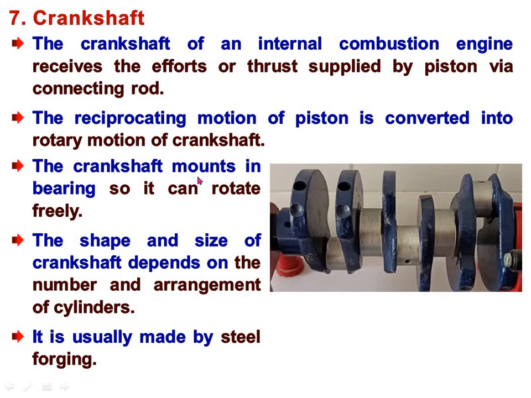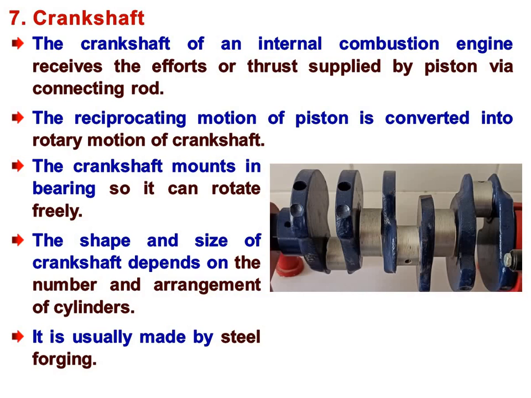The crankshaft is mounted in the bearing, so it can rotate freely. It means our crankshaft is mounted in bearings in the crankcase. Therefore, due to the bearing, there will be no friction and frictionless rotation of the crankshaft. The shape and size of the crankshaft depend upon the number and arrangement of cylinders.